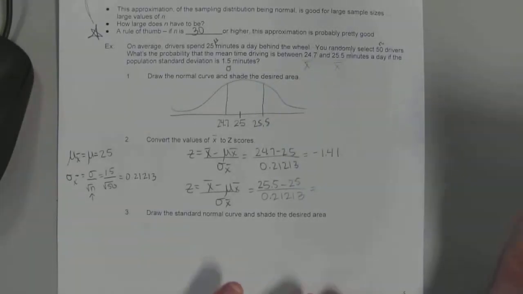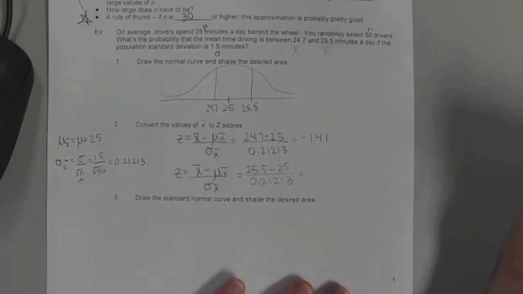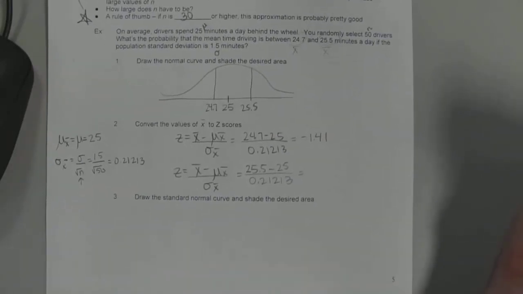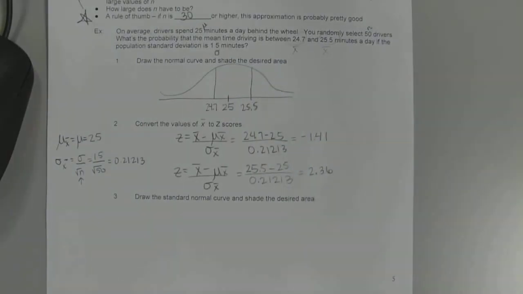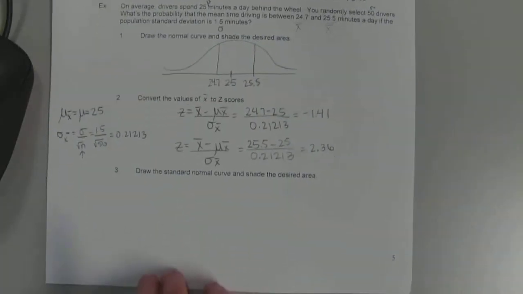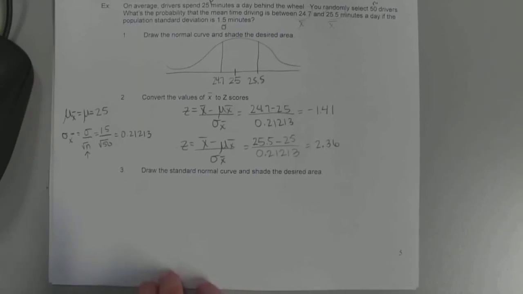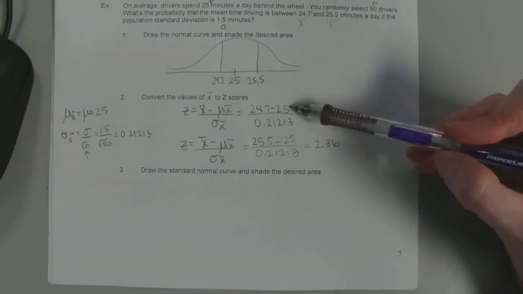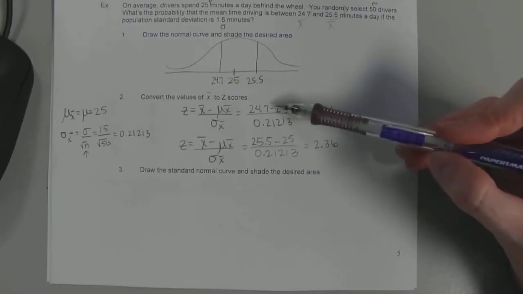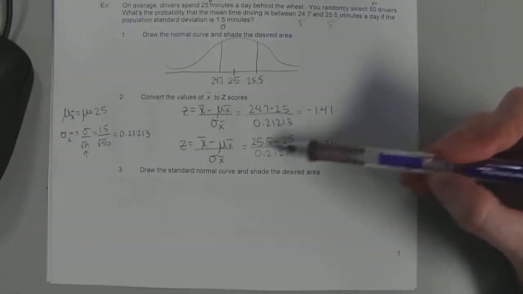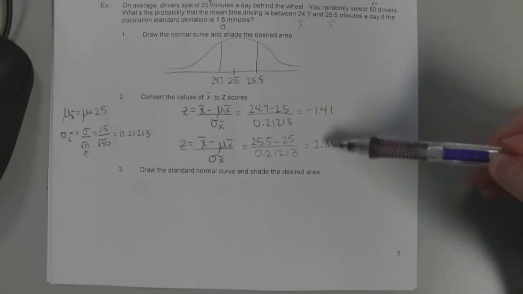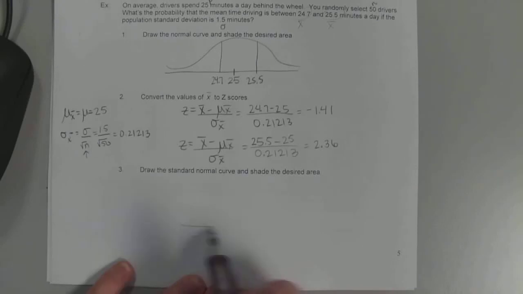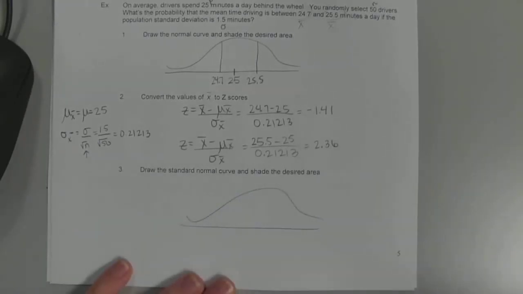Does that look okay? -1.41. And then what do you get for your z-score when you convert 25.5? 2.36, perfect. I know you guys don't think this way, but I get my mind blown a lot. 24.7 compared to 28.5 minutes, that's like how many seconds difference, you know what I mean? And this is only 30 seconds difference. And look how far out we are. We're a standard deviation and a half, and we're more than 2 standard deviations away. So we're shading a good chunk of our graph, okay?